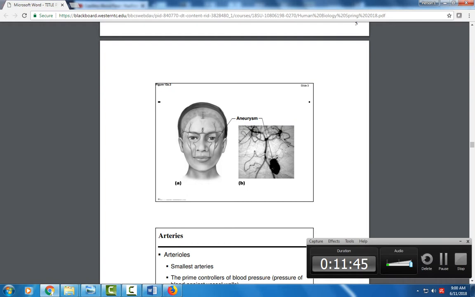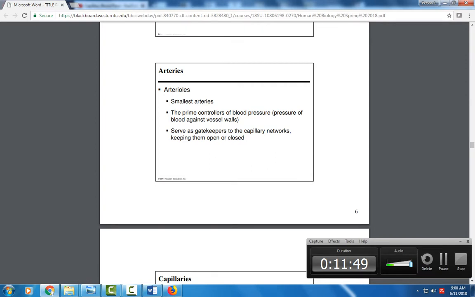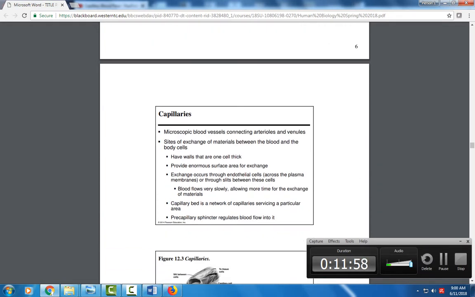So again, arterioles are smaller arteries that branch, that feed into capillary beds. So they serve the capillary bed, and they have small little control vessels around them to control the flow of blood into a capillary bed.